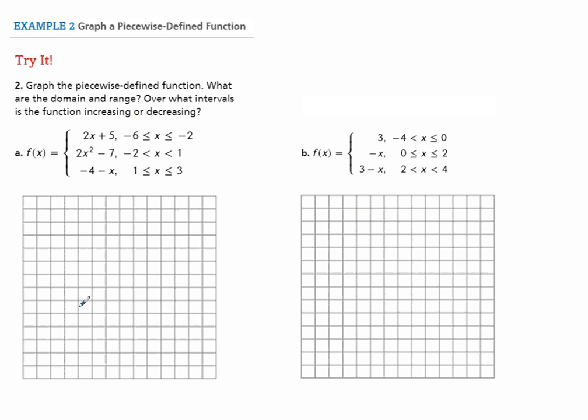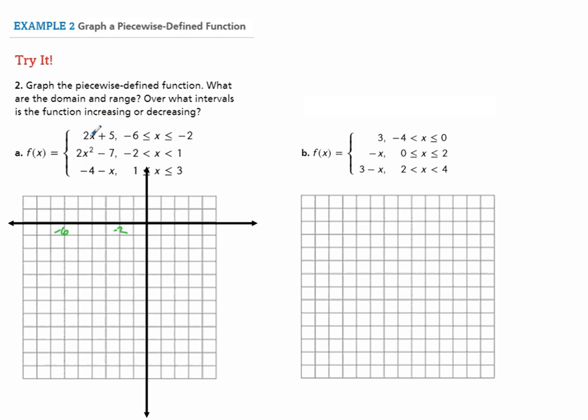We have 2x plus 5. So let's go ahead and draw in some grid lines here. It's going to be weird, but I'm going to draw this up here. I want you to kind of match mine if you can. Now, we're on the line 2x plus 5 from -6 to -2. I'm on the line 2x plus 5.